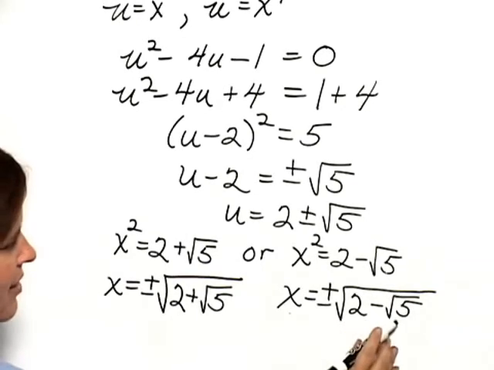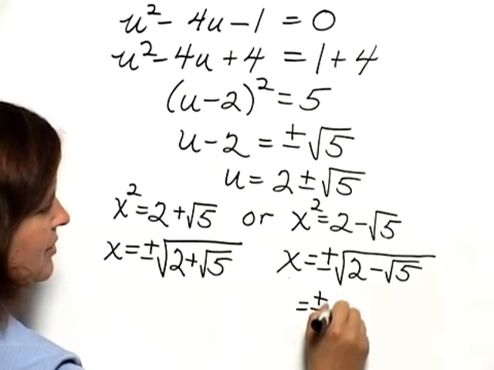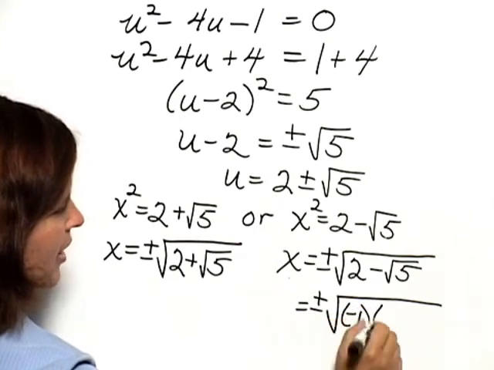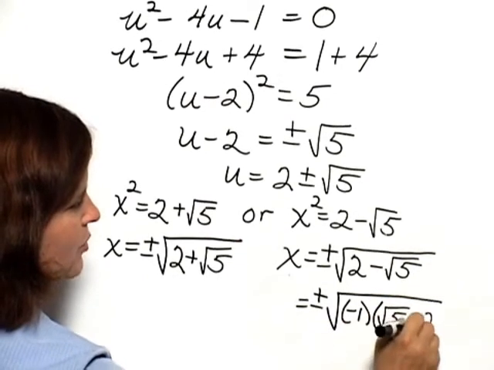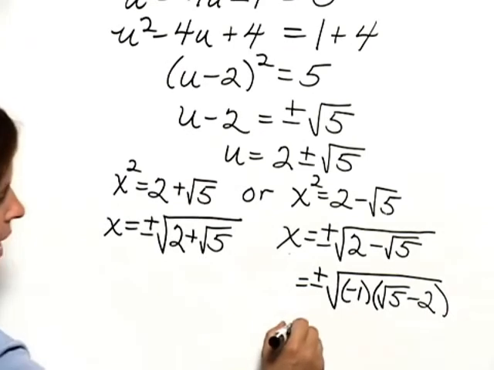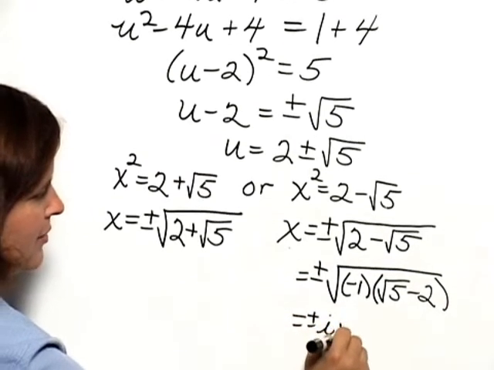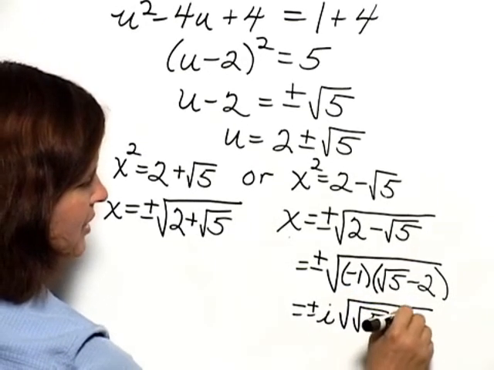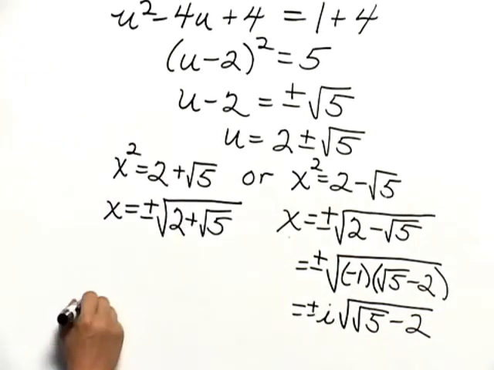I want to factor out an i, so inside the parentheses, I am going to factor out a negative 1. Negative 1 times, that reverses the order, the square root of 5 minus 2. Now the square root of negative 1 is i, so I can write that as plus or minus i times the square root of the square root of 5 minus 2. And that actually gives me 4 solutions then.